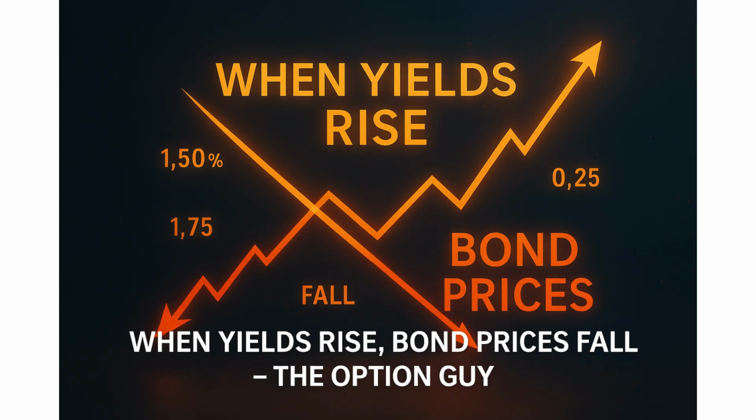The bond market reacts instantly to interest rate changes. Bonds are promises to pay fixed income over time. When new bonds offer higher yields due to rising interest rates, existing bonds with lower coupons lose appeal, causing their market prices to fall. This is the classic inverse relationship between bond prices and yields. It's the first concept every CFA or FRM candidate must master. When interest rates rise, bond prices fall, and vice versa.